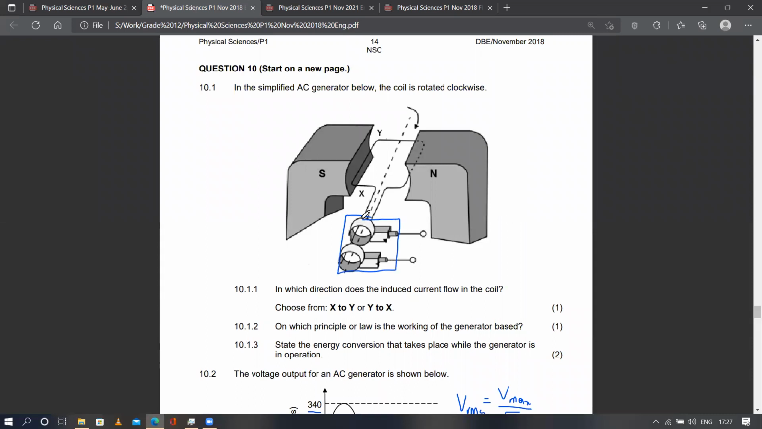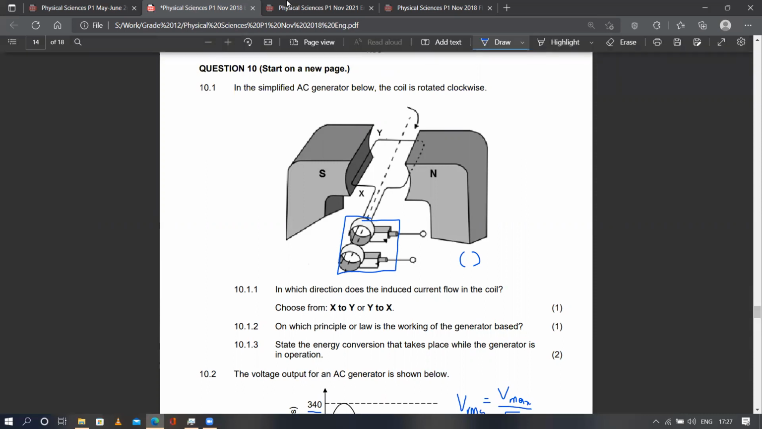is with the rings that are used. With an AC generator, you use slip rings, so that's why there's two of them. But with a DC generator, you're going to have split rings. So it's sort of like one ring that's split in half, and there's a space between them. So that's the main difference between the two types of generators.